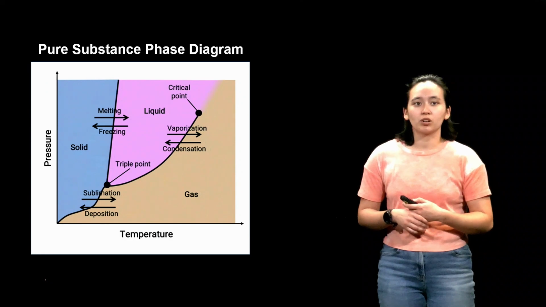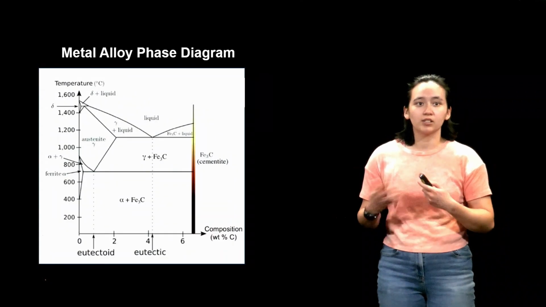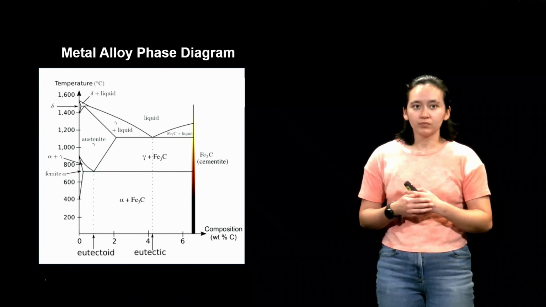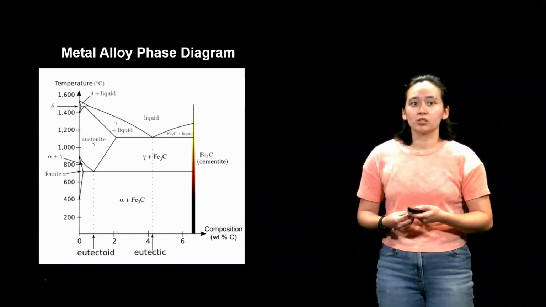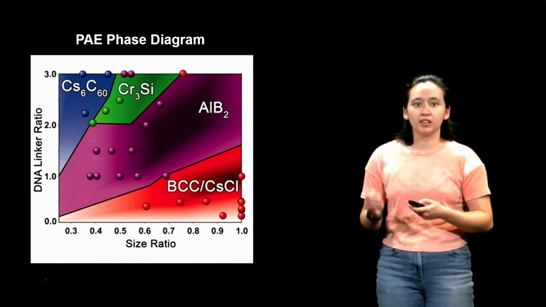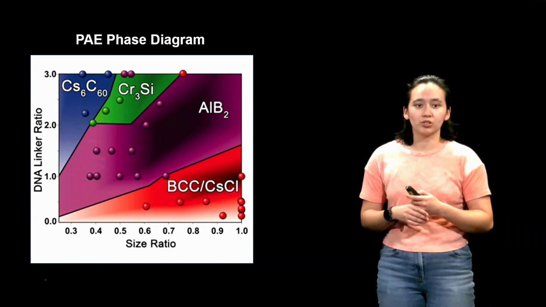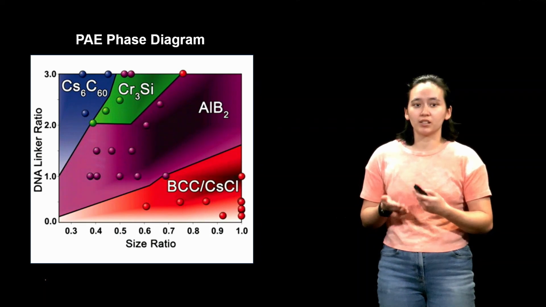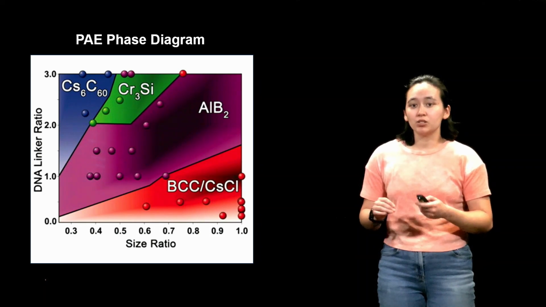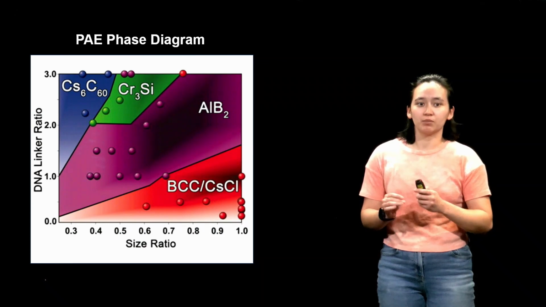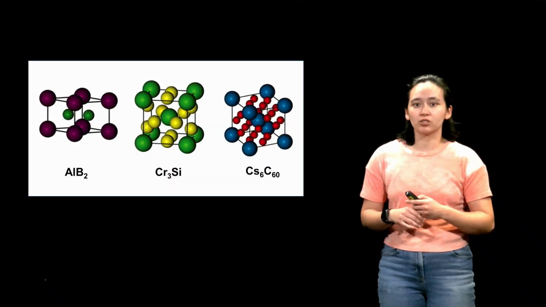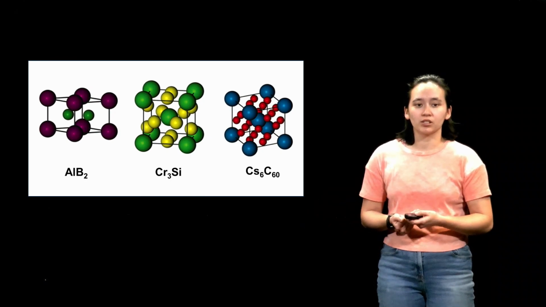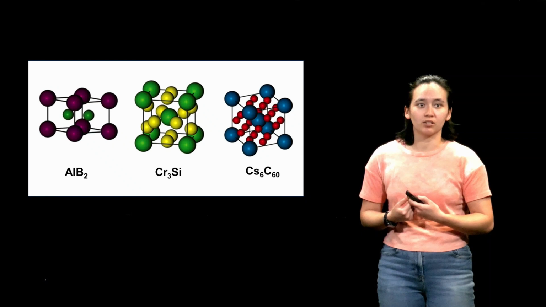And phase diagrams are also used to describe alloys, such as steel, that can be made up of different ratios of iron and carbon. Similarly, with PAEs, we have built phase diagrams relating this DNA linker ratio and size ratio to understand and predict which structures will form for particular PAE starting materials. And these phase diagrams offer a lot of predictive power. Colloidal crystal structures, analogous to those that are typically introduced in general chemistry, and others have been obtained as a result of these phase diagrams.